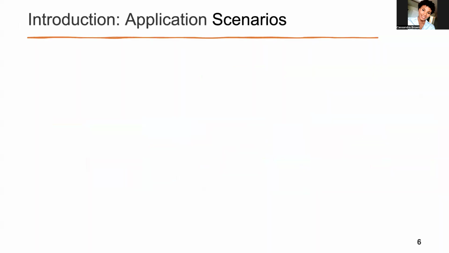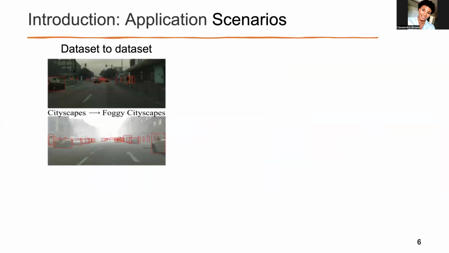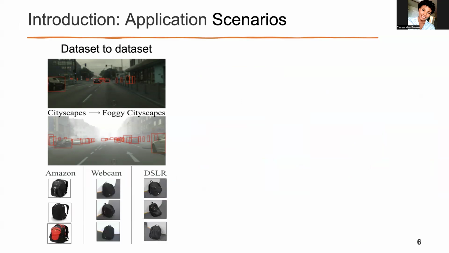And here are some examples where we can apply this idea. It can be dataset to dataset. Let's say a clear Cityscapes dataset where object recognition can be performed, and we can apply it to Foggy Cityscapes. Or we can also have a dataset, let's say Amazon product data, and we can perform domain adaptation on webcam images or DSLR high quality images. So we can perform domain adaptation from dataset to dataset.